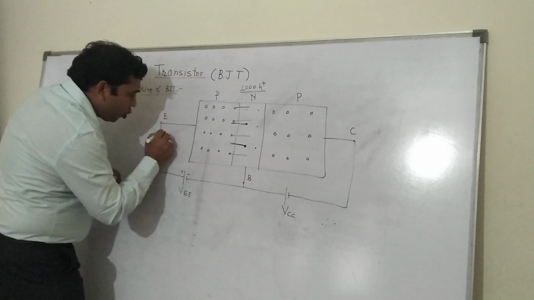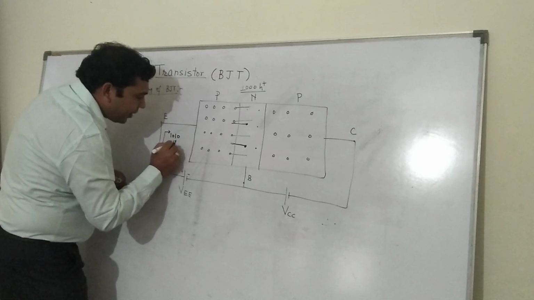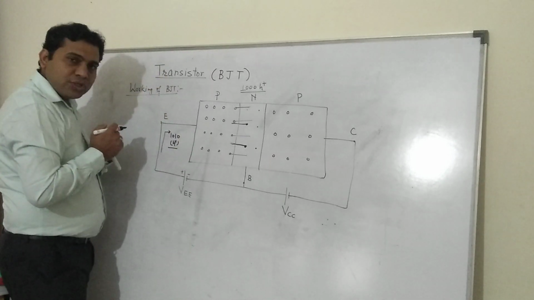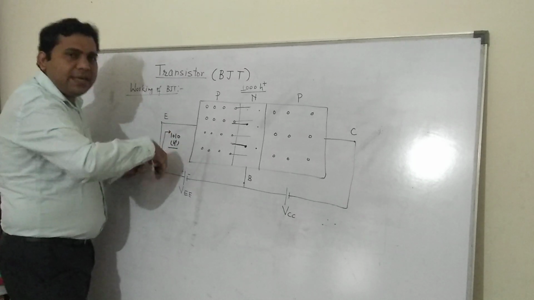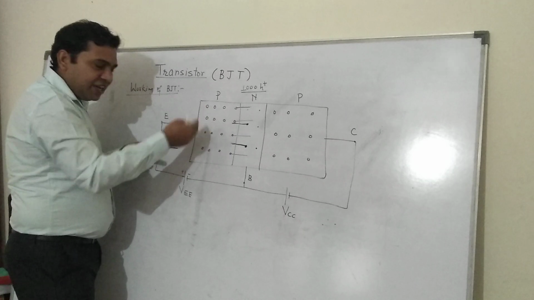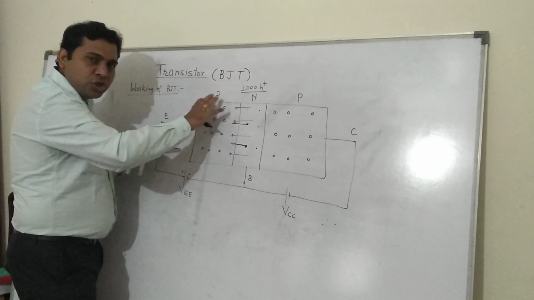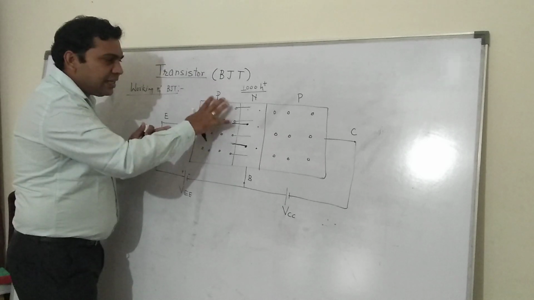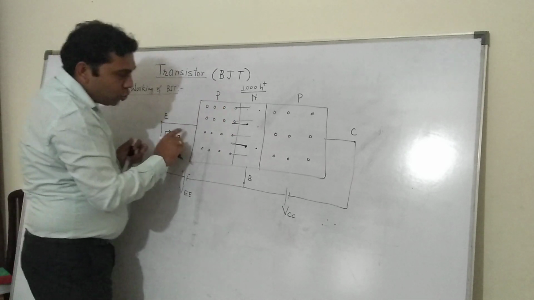These 1010 holes can come from the positive terminal of the battery, like this. Or 1010 electrons will go like this. So basically you are creating more holes here. Whenever the 1010 electrons go here, you are creating 1010 holes. So basically this will be neutral. So 1010 holes are moving here.